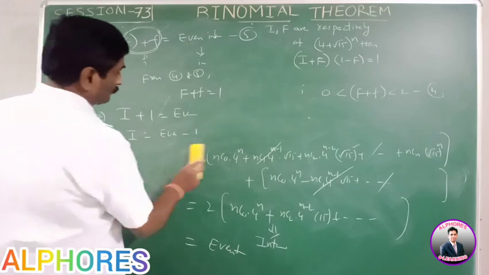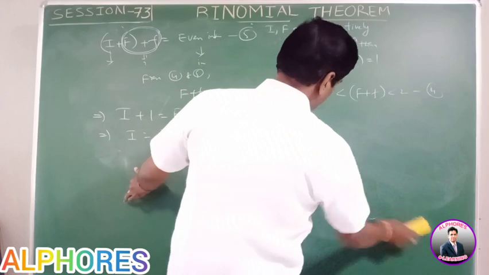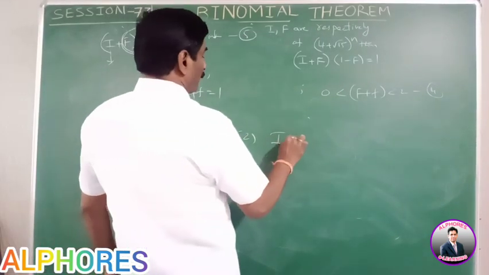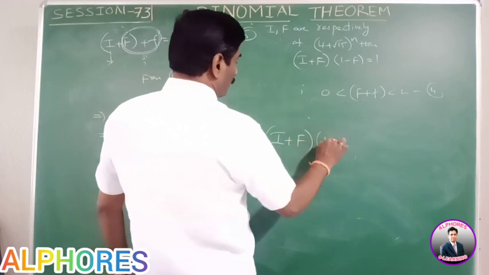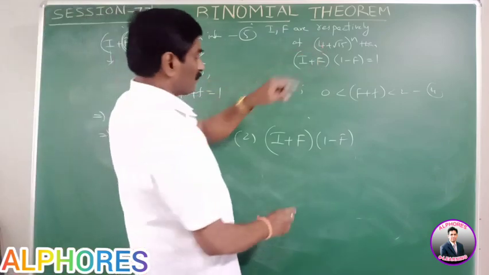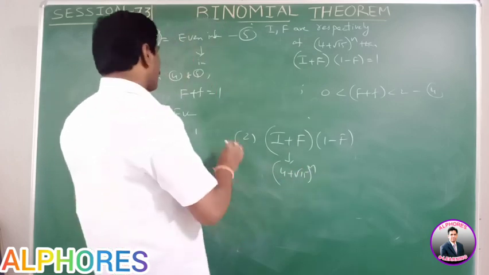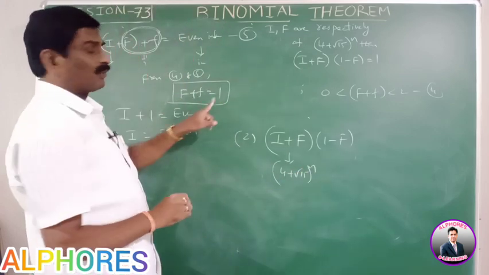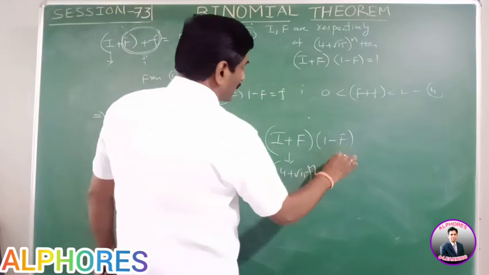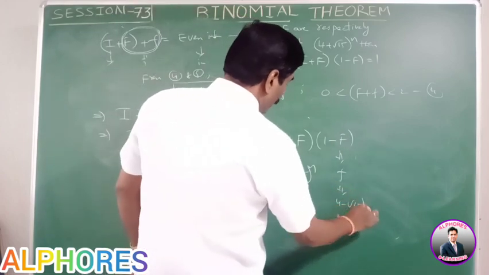Okay. Next. What is the second bit? The second bit value is nothing but (I plus F) into (1 minus F). It is the required value. What is the value of I plus F? I plus F is nothing but the given value, (4 plus root 15) whole power n. Already we proved that F plus f is equal to 1. That means 1 minus F is equal to what value? Small f. What is the small f? Small f is equal to (4 minus root 15) whole power n.